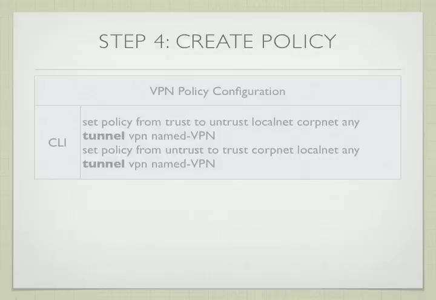So we have tunnel VPN named VPN added to our standard policy command: set policy from trust to untrust, localnet, corpnet, any service, tunnel it over VPN named VPN. And the reverse policy, untrust to trust, so that they can come back: corpnet to localnet, address objects, any service, also tunneled over VPN named VPN. So this is the requirement for the policy, and the policy uses the exact same policy command that we've gone over in the previous session.